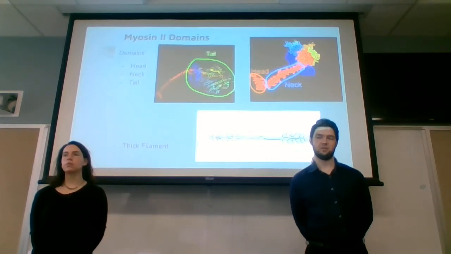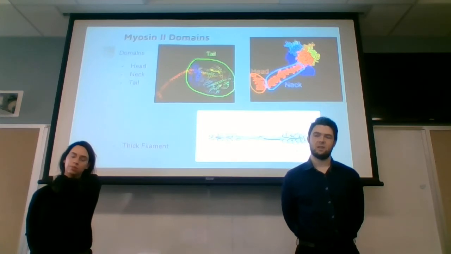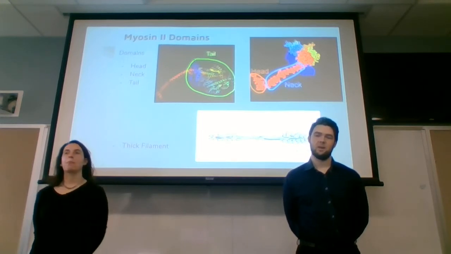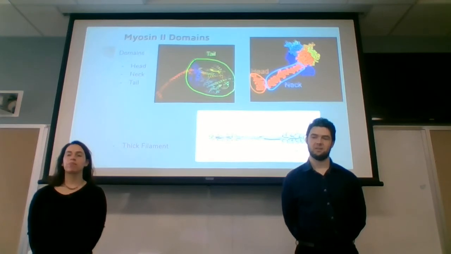The neck is composed of light chains. Both regulatory and essential domains regulate the activity of the head domain. The third domain, the tail, determines the role of each protein in the myosin family. In myosin II, the tail is composed of heavy chains that form a coiled coil structure motif, resulting in relatively long, rod-like structure.